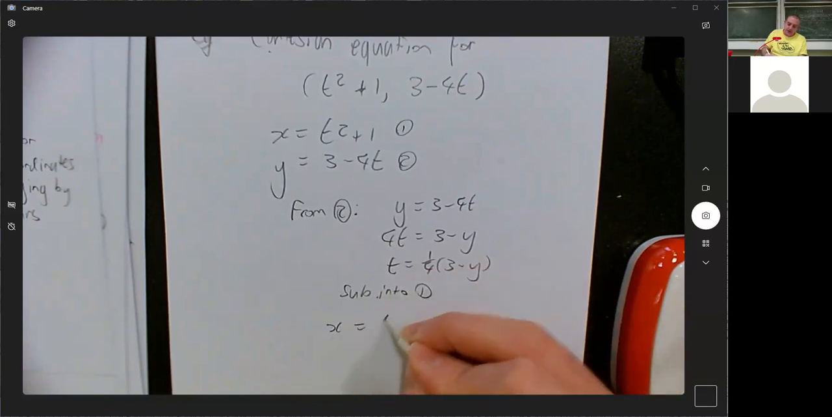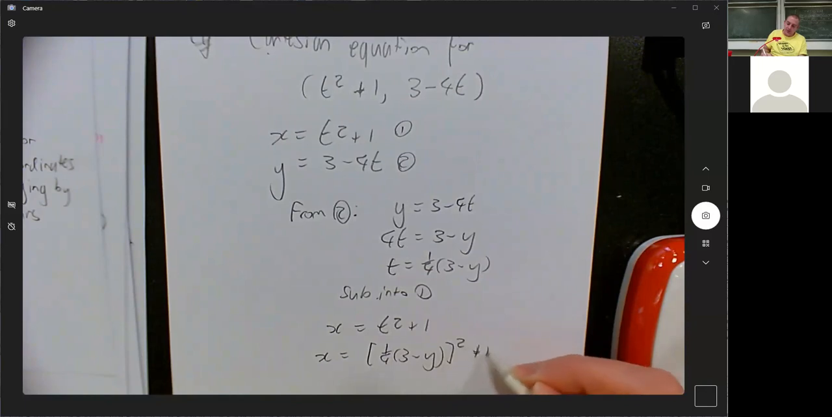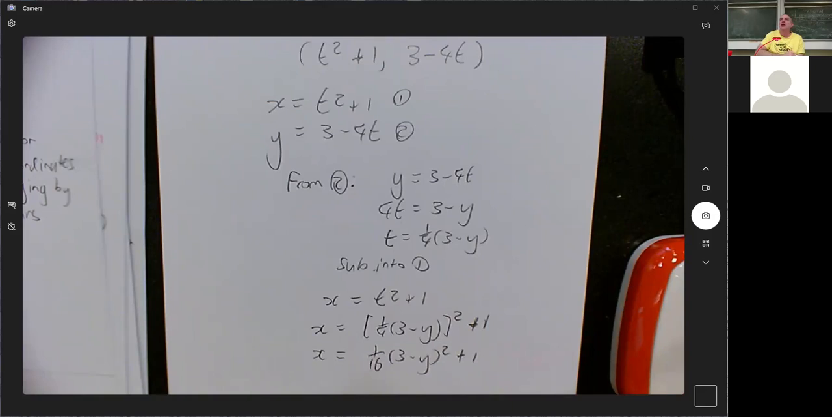We had x equals t squared plus 1. And so x is equal to a quarter of (3 minus y) squared plus 1. And that is a perfectly good Cartesian equation. I can stop there if I want. There's no particular reason why I have to expand it out. I feel uncomfortable with the quarter inside there, so maybe I'd do 1/16 of (3 minus y) squared. That makes me feel slightly better, but there's no particular reason to continue. I can just stop there. Perfectly good Cartesian equation.